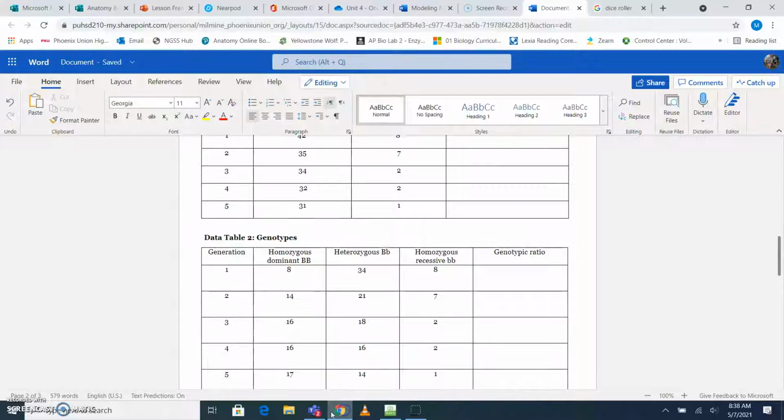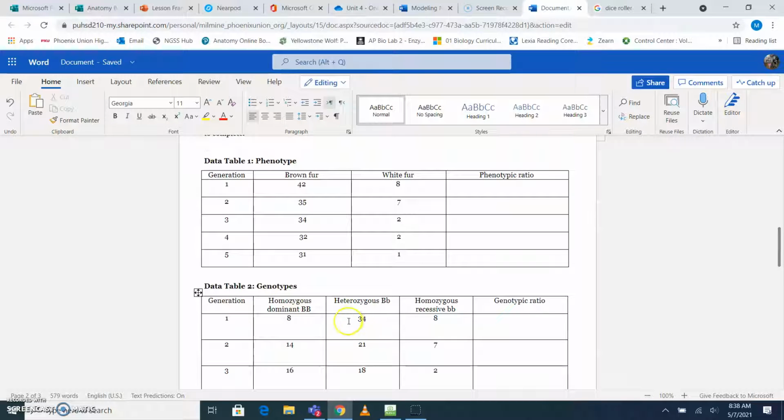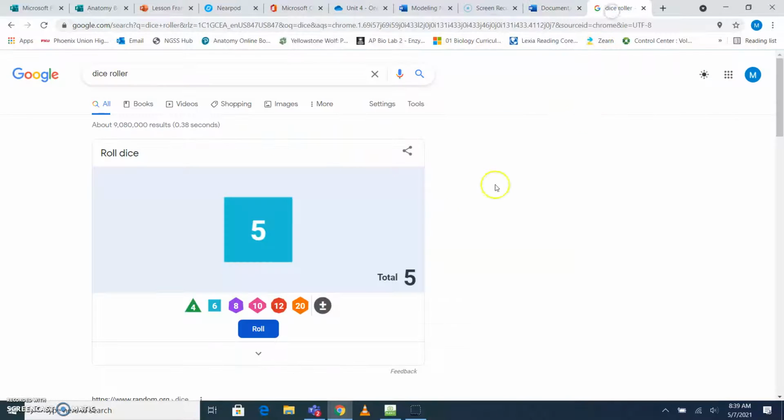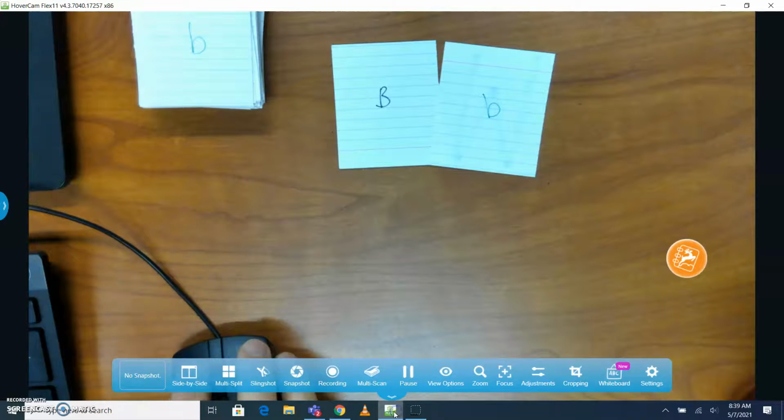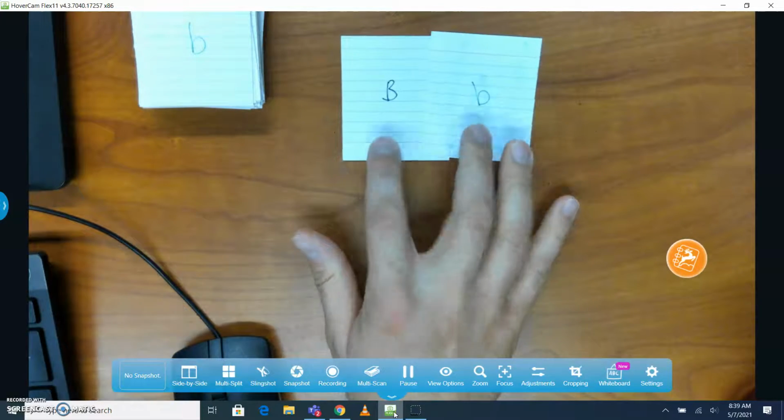So I would go back to my data table. I would record brown, and I would record heterozygous. And then I would go to my dice roller and roll the dice. If I roll a 1, this mouse dies. But I rolled a 3, so it lives. So I would then take these cards. These alleles would go to the next generation, so I would put them off to the side.